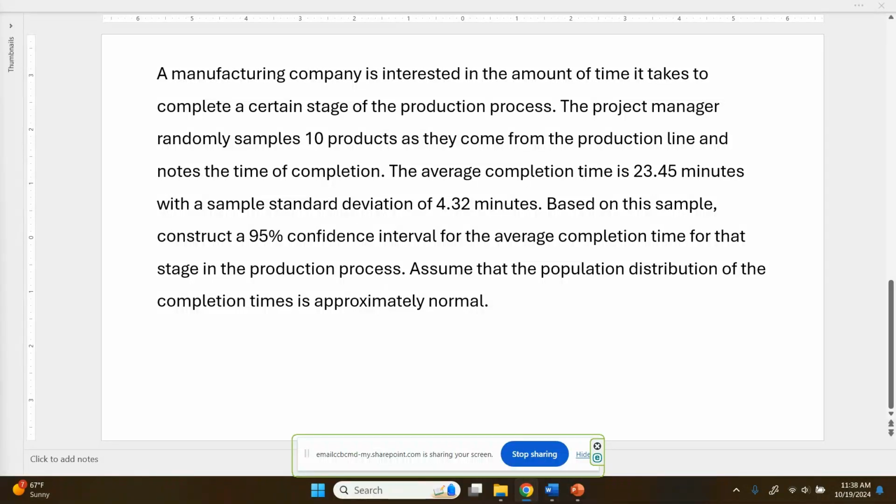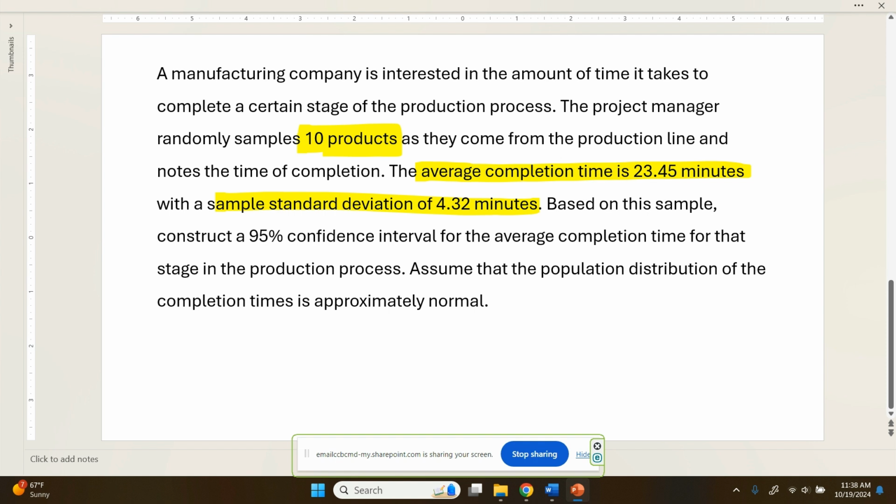Here's another video using Rguroo to compute a confidence interval for a mean. A manufacturing company is interested in the amount of time it takes to complete a certain stage of the production process. The project manager randomly selects 10 products as they come from the production line and notes the time of completion. The average completion time is 23.45 minutes with a sample standard deviation of 4.32 minutes.